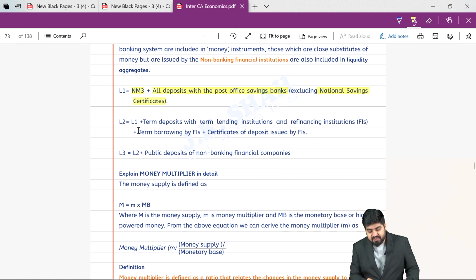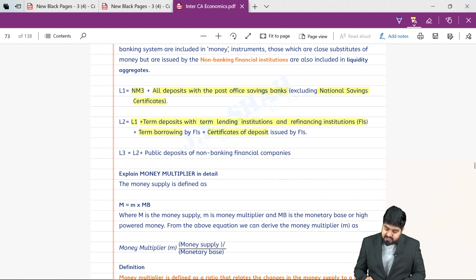Apart from that, we are having L2. What is L2? It is nothing but L1 plus term deposits with term lending institutions and refinancing institutions. Remember term deposits, then term borrowings and certificate of deposit. So there are three things, my dear friends. What are the three things? Term deposits, term borrowings, certificate of deposits by refinancing institutions or lending institutions, which are also called FIs. And L3 is nothing but L2 plus public deposits of non-banking financial companies.